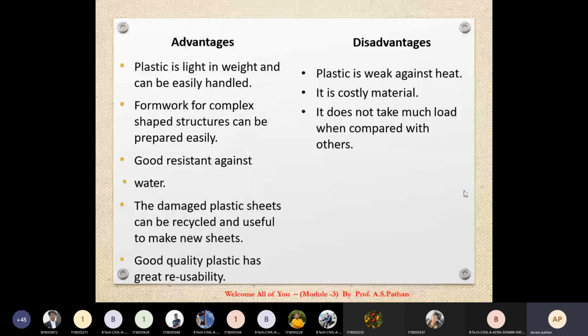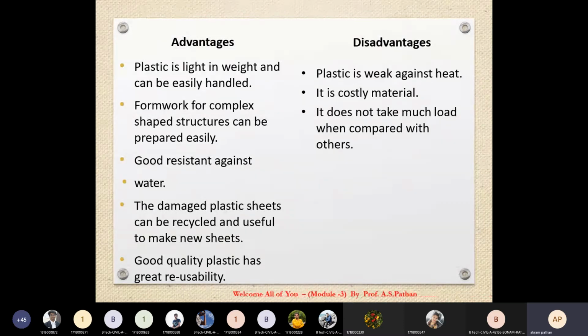Then it also has certain disadvantages. Plastic is weak against heat. So if the temperature goes on increasing, that is a limitation of the plastic formwork. It is also a costly material and it does not take much load compared with the others. So generally it is required where, for architectural purposes, you want a very sharp curve in case of any elevations.